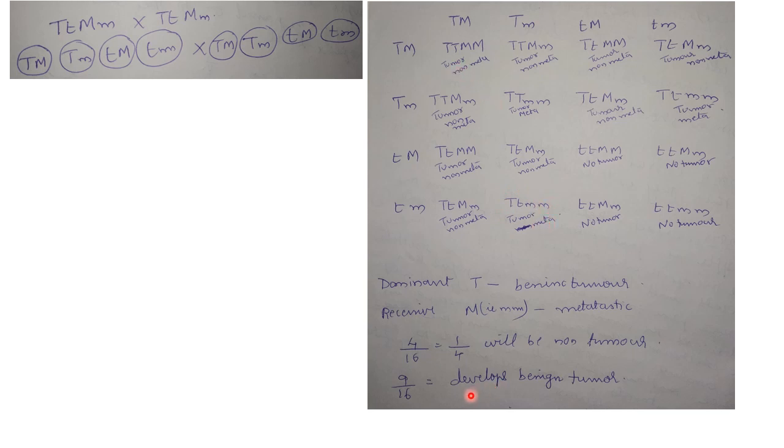Now how many will develop benign tumor? So it will be 1, 2, 3, 4, 5, 6, 7, 8 and 9. So 9 out of 16 will develop benign tumor.